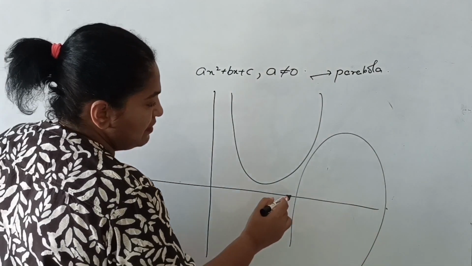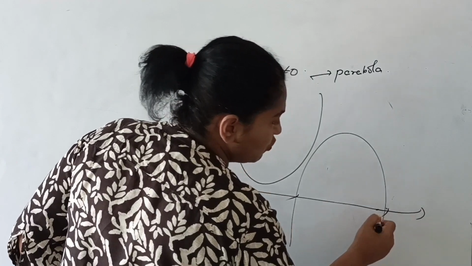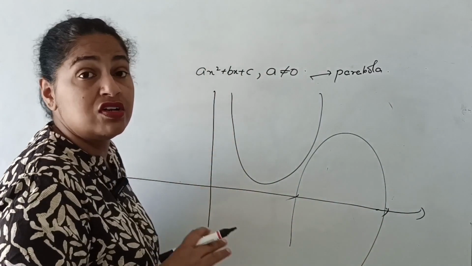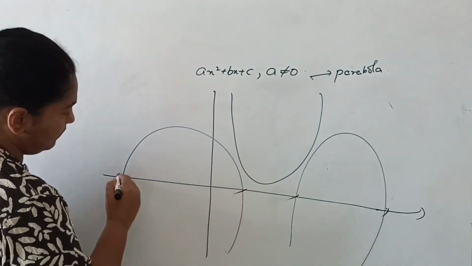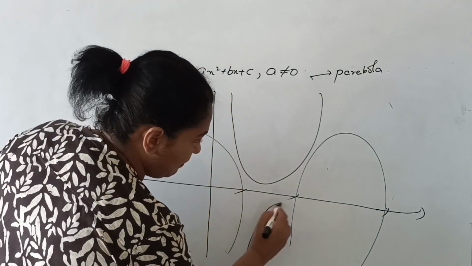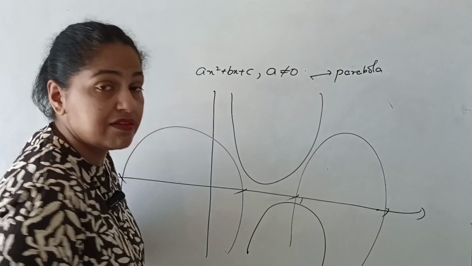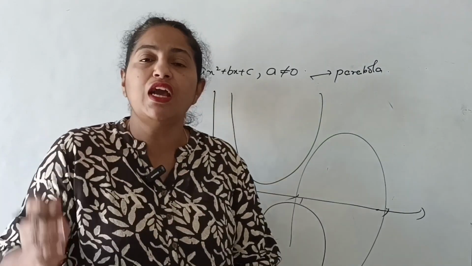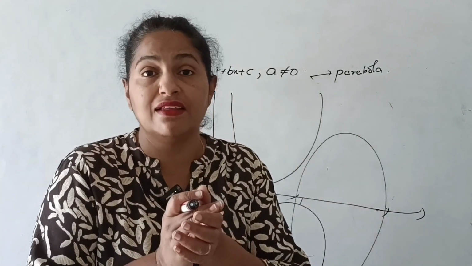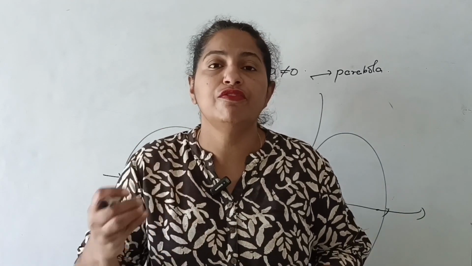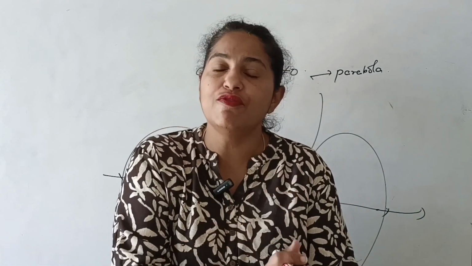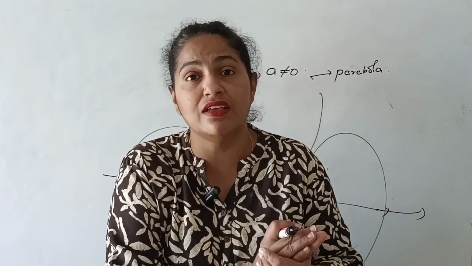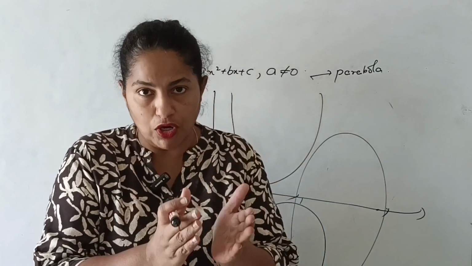Now, you can say that this parabola is crossing the x-axis at 2 points, but this parabola is not even touching the x-axis at all. I can also have a parabola like this. I can also have a parabola where it is not touching the x-axis. So, depending upon the quadratic equation that is given to us, we can have different kinds of parabolas. Each parabola represents a different solution or a different zero of the given polynomial.